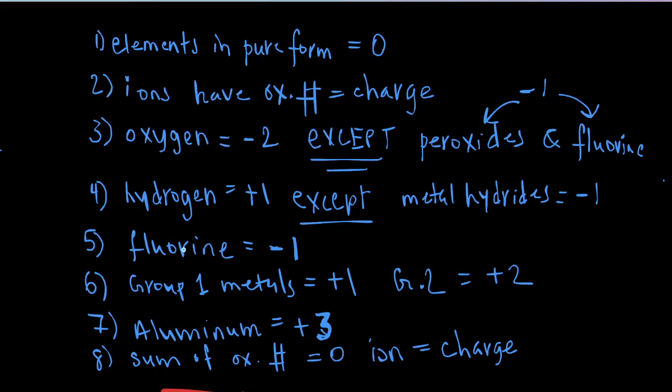Like the first two are pretty straightforward. Fluorine is always -1. Group 1 metals are +1. Group 2 metals are +2, right? A lot of these are pretty straightforward, and I promise that as you do more problems, getting practice using these rules, it'll really become second nature. They'll become ingrained in your memory.